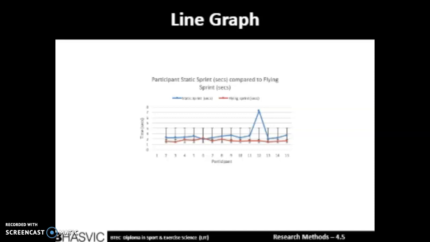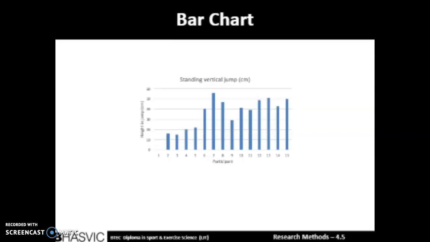The bar chart shows data in separate columns that are proportional to the values that they represent.